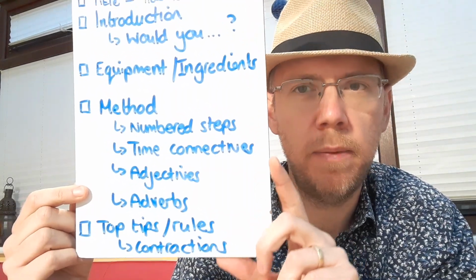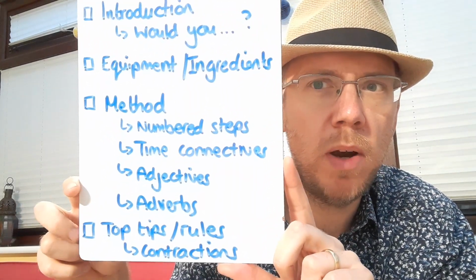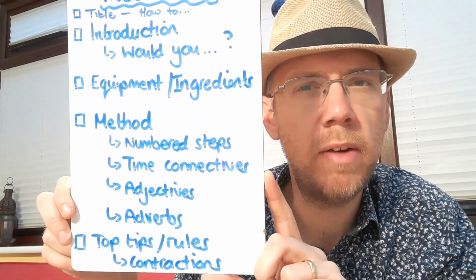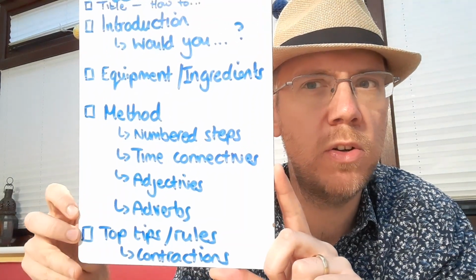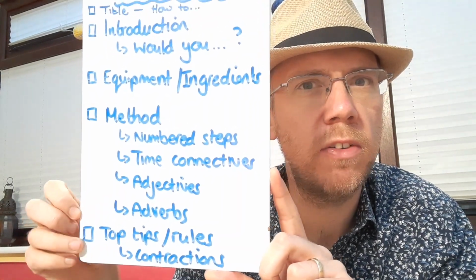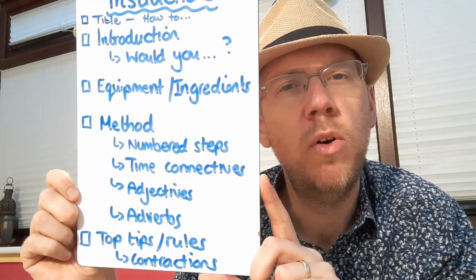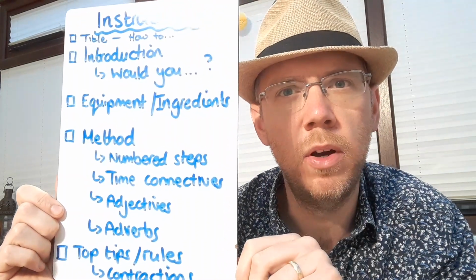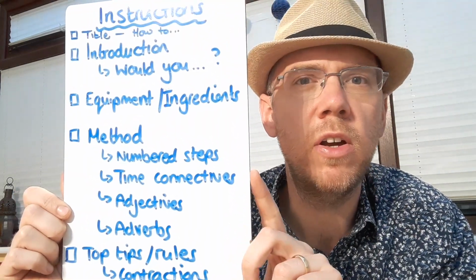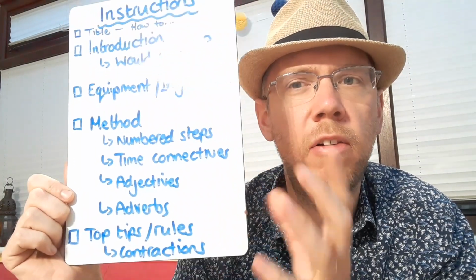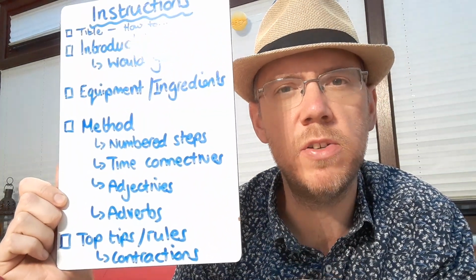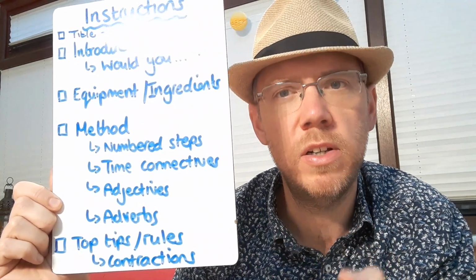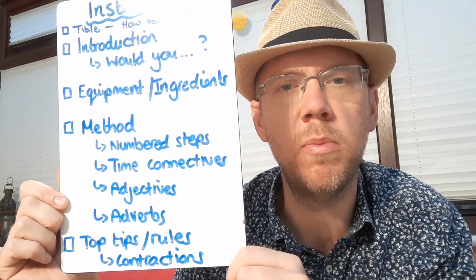And finally, as an extra little challenge, you might want to put, after you've done all your method, some top tips, a little bit of advice for the person making it. Now this is a good chance to use contractions. So these top tips could start with a contraction like don't. So for instance, don't forget to would be a good top tip. And there are lots of other contractions that we could use in those top tips. So for instance, shouldn't, mustn't, don't being probably one of the main ones you might use.